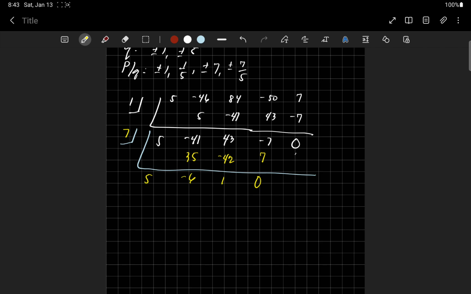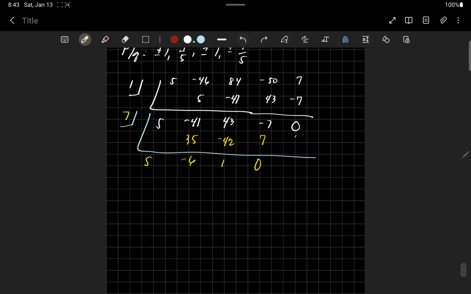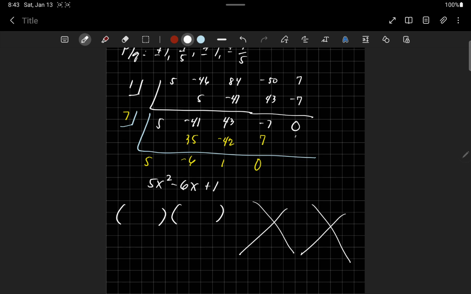From a cubic equation, we will have a quadratic equation. So, it will become 5x squared minus 6x plus 1. Then, we can factor it, again using the x method. Okay? So, let's not do the AC method there. Let's go directly to the x method.